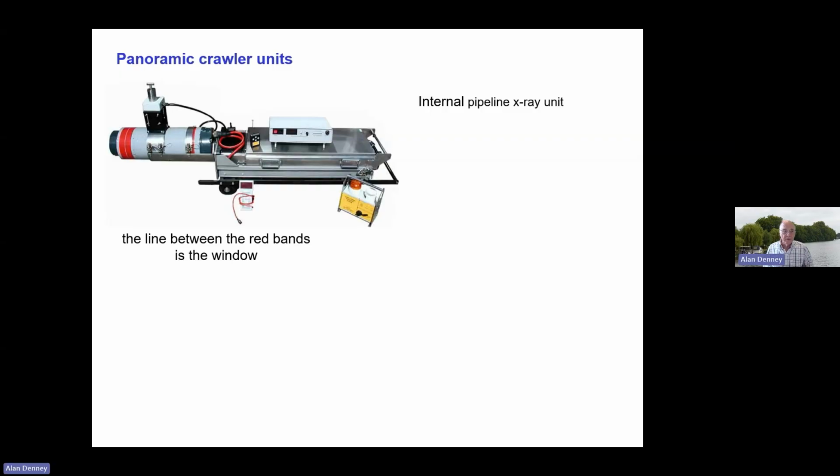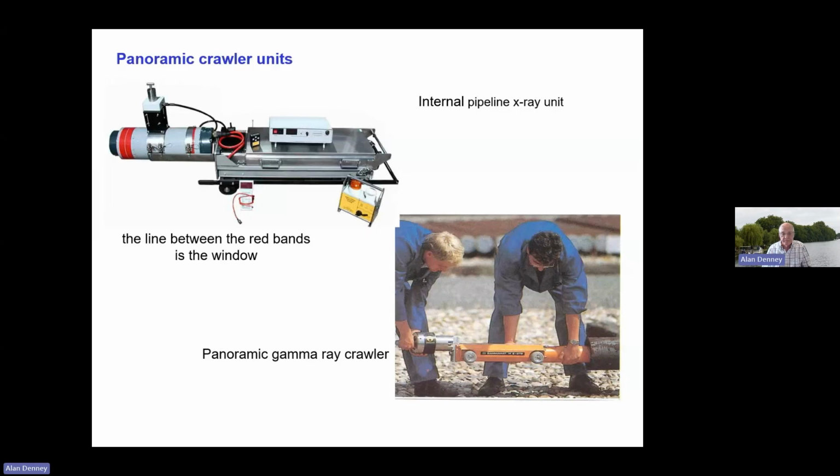Just going to talk a little bit about pipeline inspection. We've got there a panoramic crawler unit which goes inside the pipeline. In this case, it's the bit between the red bands, which is the window through which the X-rays are emitted. So that's a pipeline crawler unit, and you have a remote control, and you call it up to the center line of the weld that you're inspecting on the pipeline. And there are also panoramic gamma ray crawlers as well.